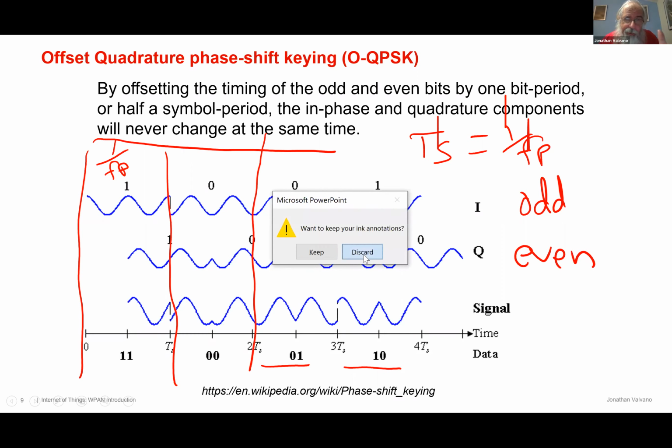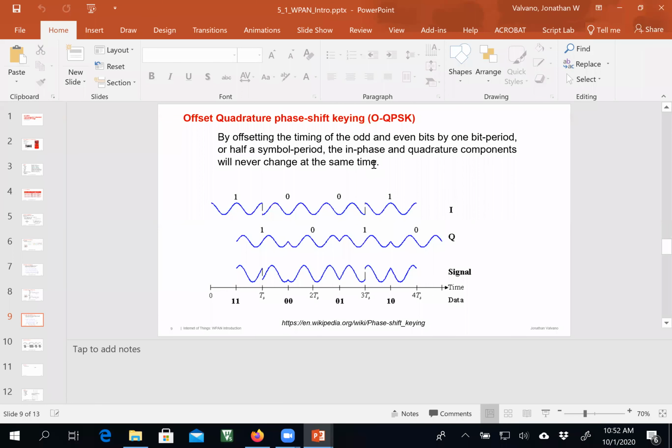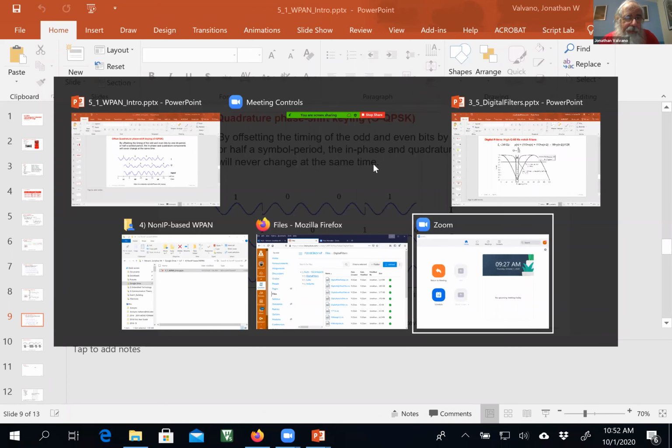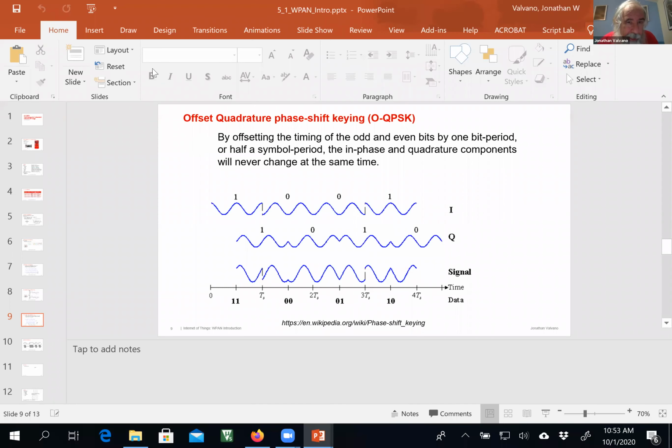All right, so let's go back to the digital filters. Where to go? No, this one. Yeah, absolutely. What, you don't trust your hardware?